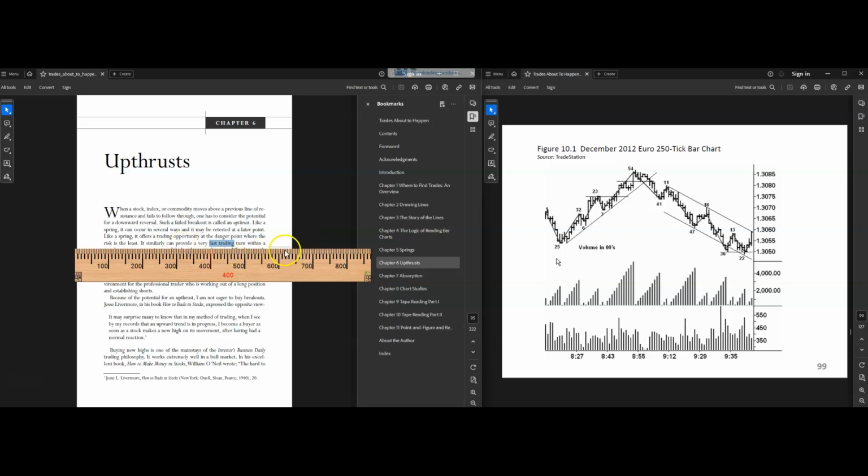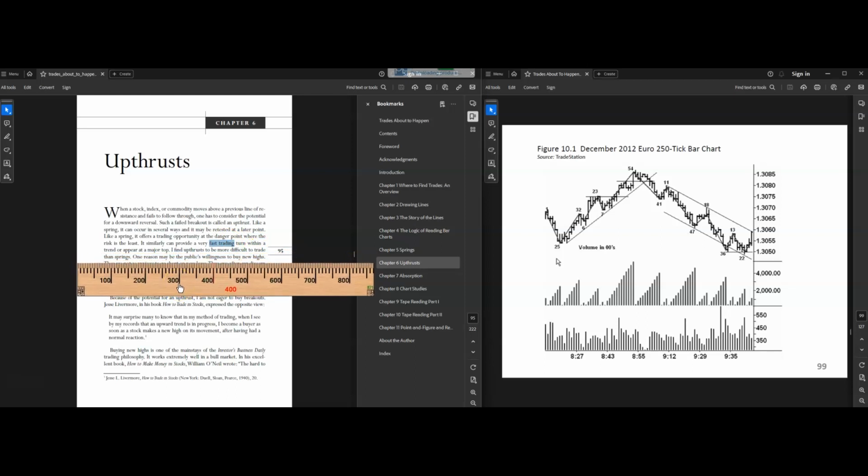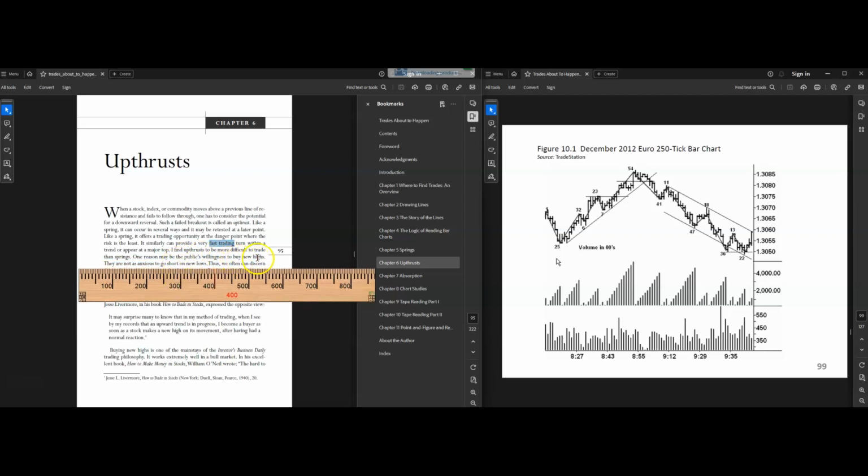And he's saying the same thing. He found upthrusts to be more difficult to trade than springs, and it's the public willingness to buy new highs. That's why. So there's an extra edge for buying new highs than for selling new lows. They are not anxious to go short on new lows. There you go. But they are anxious to go long on new highs.